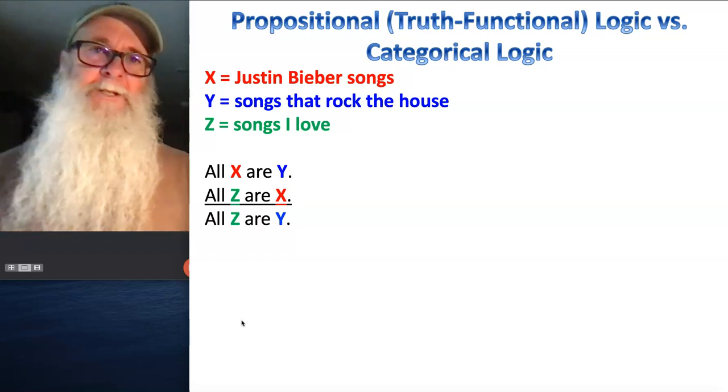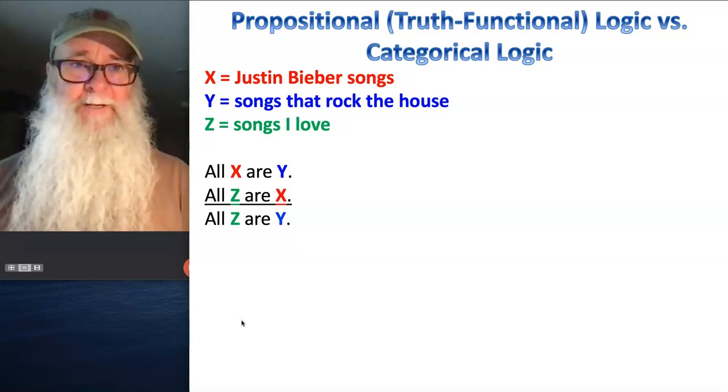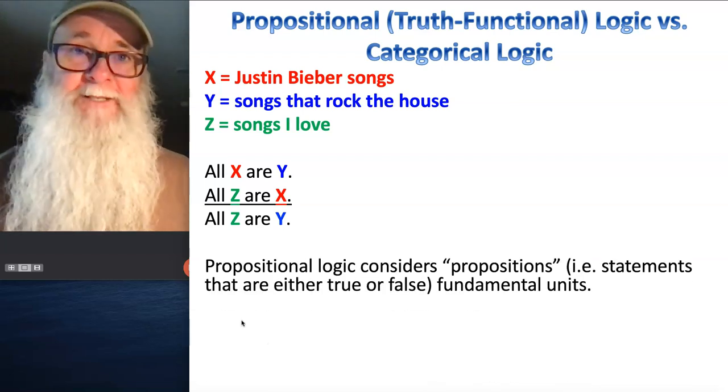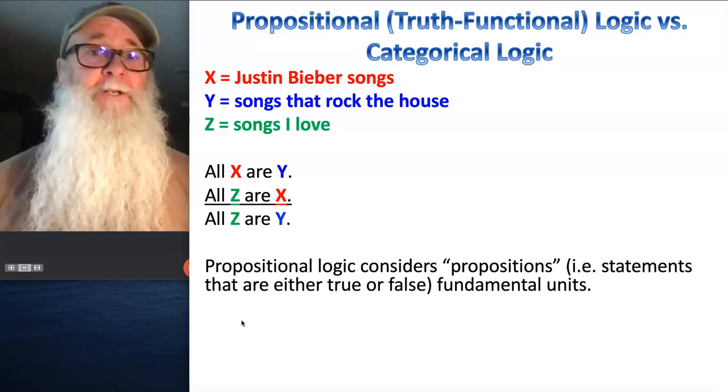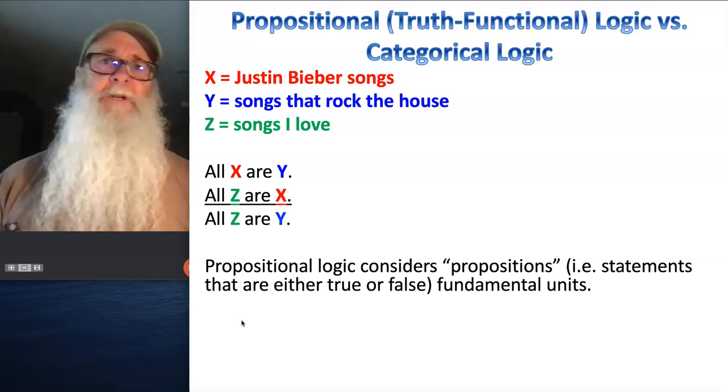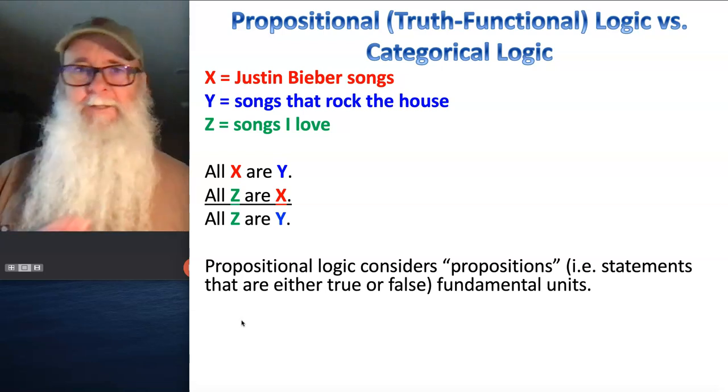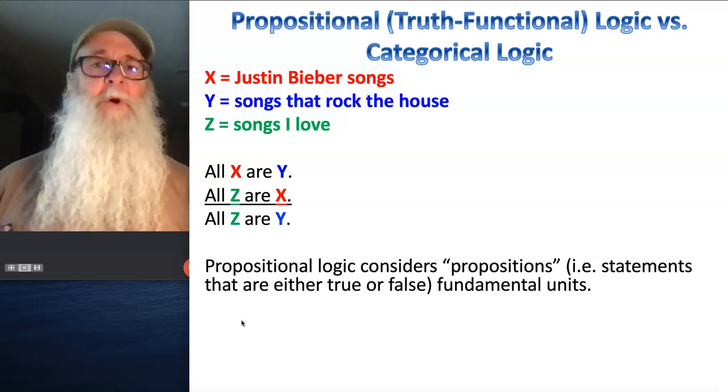That's because in propositional logic, it's not the terms that are the fundamental unit of significance, it's propositions. And you can think of propositions as just like statements or sentences that are either true or false. So we're not concerned with subject terms, predicate terms, minor, major, middle terms. We're concerned with statements, whole statements.